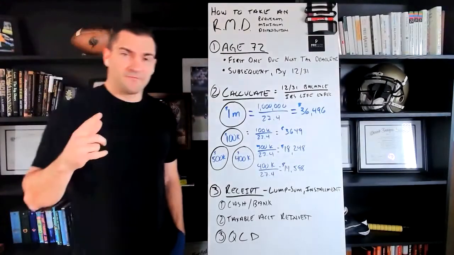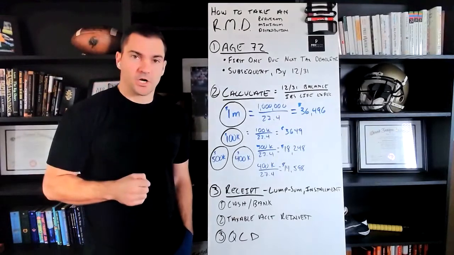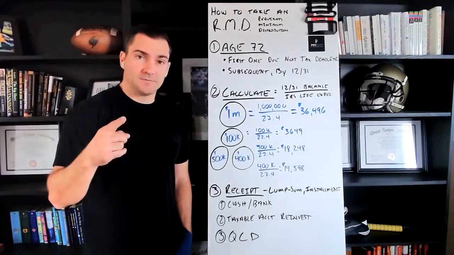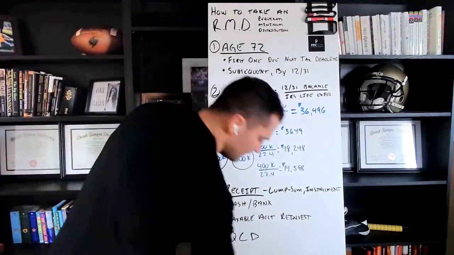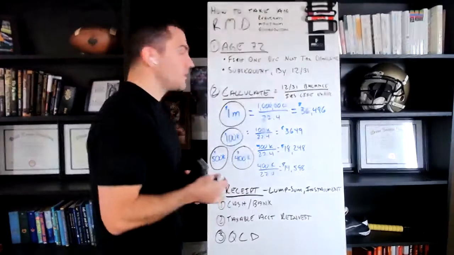Patrick Taylor, ProPath Financial. We're going to talk about how to take qualified charitable distributions. New lifetime tables. Let's talk about how to take them, how to tax them, and when you can start doing it. First piece of the puzzle, the new age.